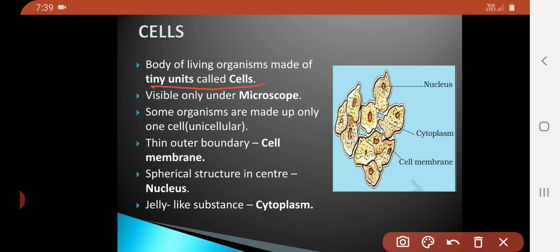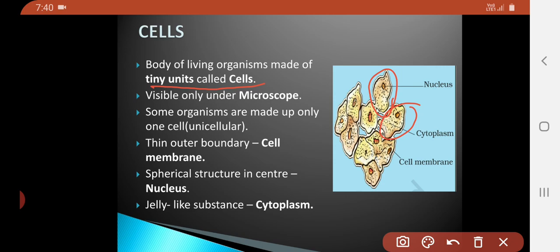Here I have given the image of a cell, that is a group of cells. Each tiny unit is a single cell. Each tiny unit gets clumped to form tissues, and tissues join to form organs, then organ systems, and later it develops into an entire organism. So that is why we say that cells are the building blocks of an organism.